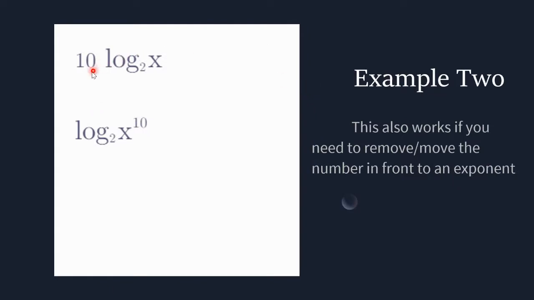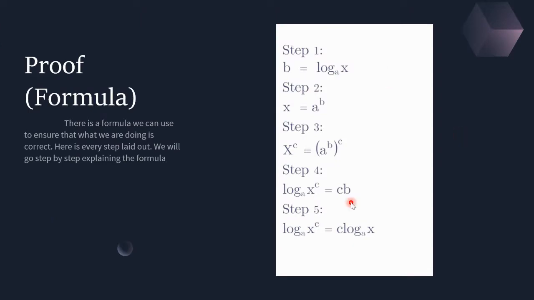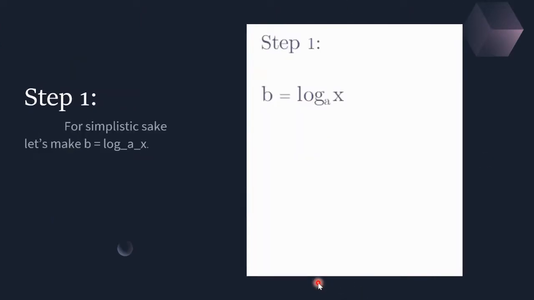This also works vice versa. So let's say you didn't want this 10 there, you can move the 10 to the power of 5. So it would be log 2x to the power of 10. Now, what is this proof? How do we know it actually works? How do we know this isn't incorrect for certain situations? Well, there is actually a formula we can go over that shows this as correct.